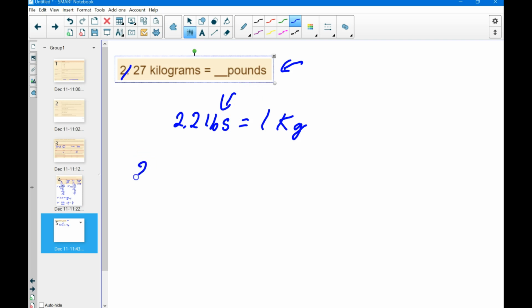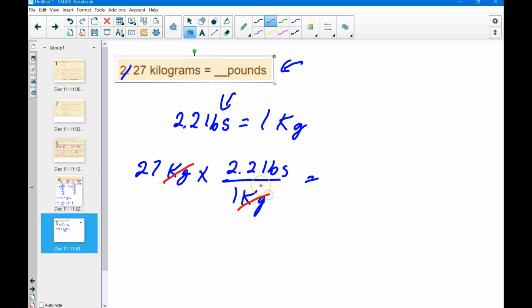So I'm going to have 27 kg multiplied by, if I want to go into pounds, pounds go on top, so I have 2.2 pounds over 1. You'll notice that we've already seen this concept before, and the kilograms will cancel, and it's just multiplied, right? Nothing to see here. It just sounds like you're doing something different because it's called something different.